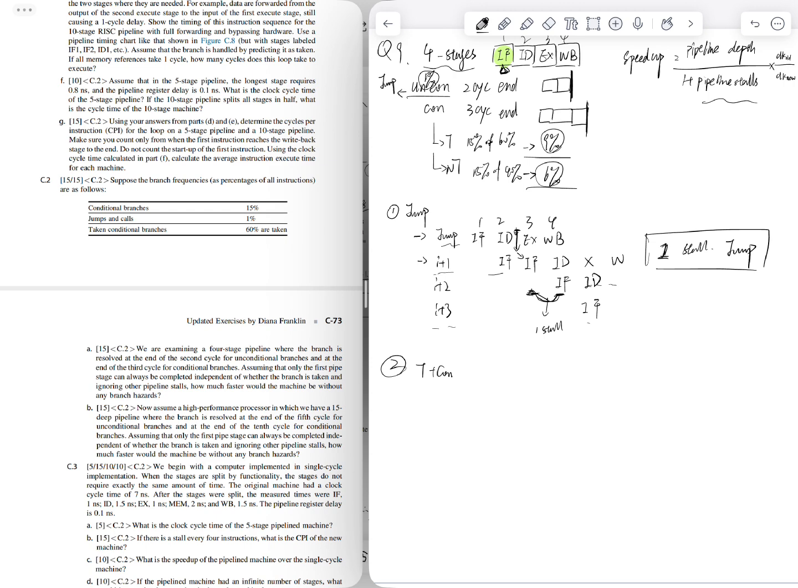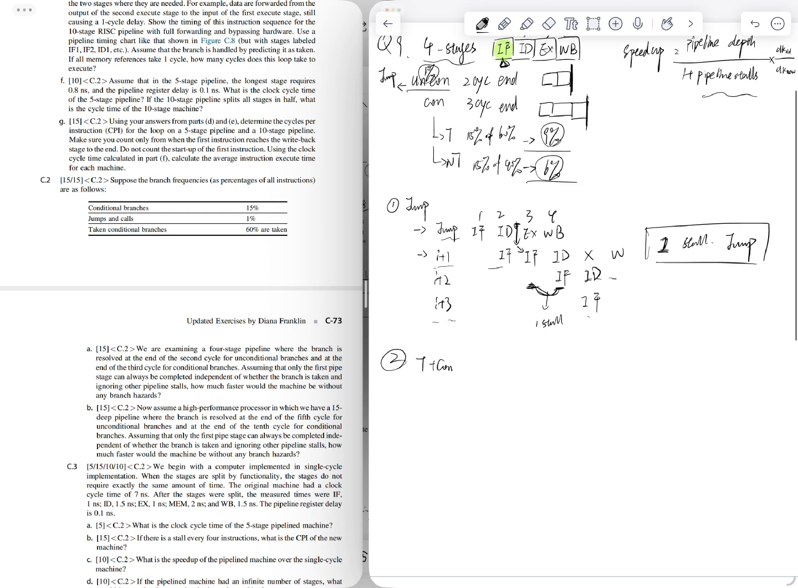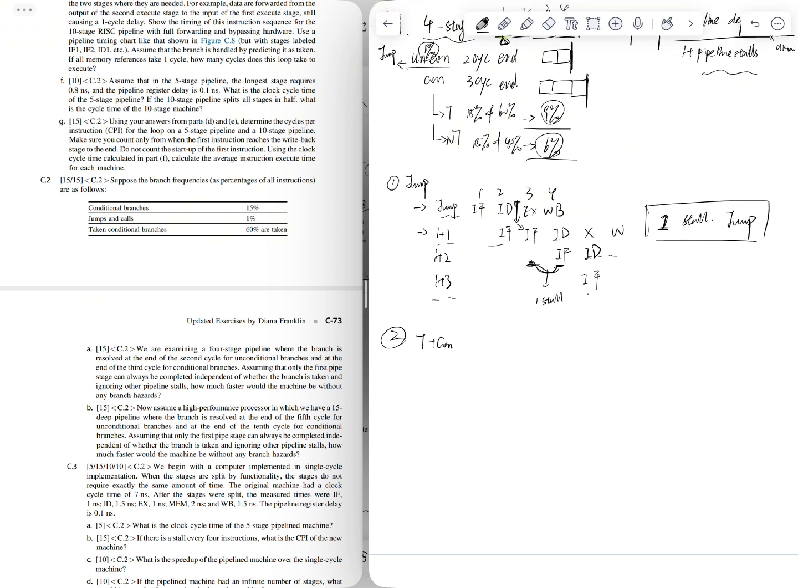Conditional and taken. Let's say we have the conditional instruction here, with fetch, decode, execute, and write back, 1 2 3 4. We know that until the third stage or cycle we can get a result that is taken or not taken, and the new address, so we have to wait until the new result.